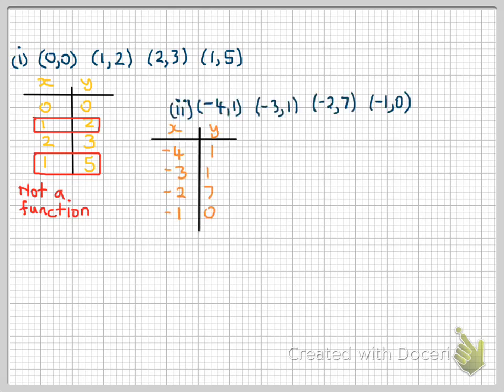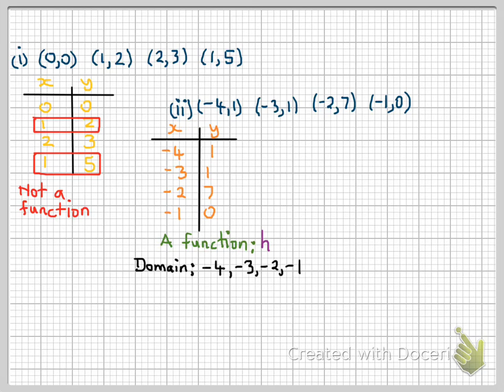Look at this next one. The variable x, -4 is related to 1, -3 is related to 1, -2 is related to 7, -1 is related to 0. You can see that this is a function. -4 related to 1 and -3 related to 1, that's not a problem because it doesn't break the rule that a function must not break. We will name this function h. I don't know what you named yours. I'm calling mine h.